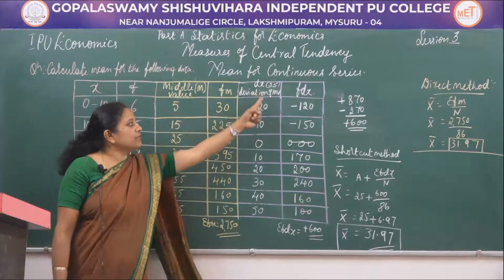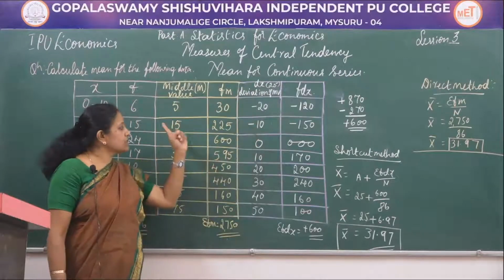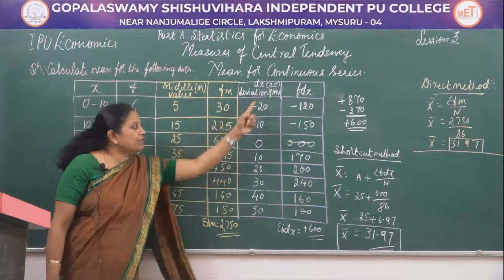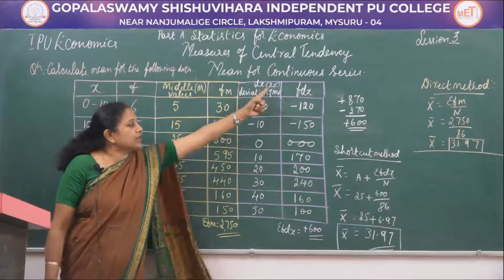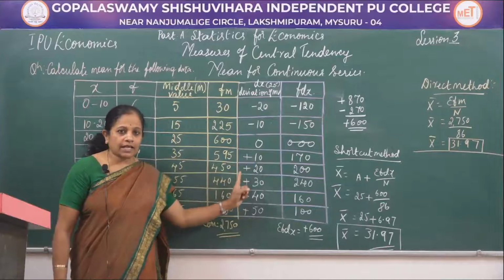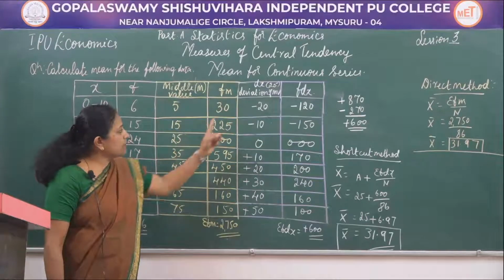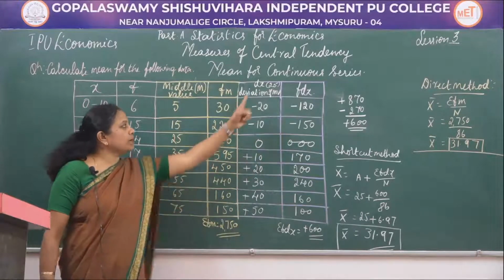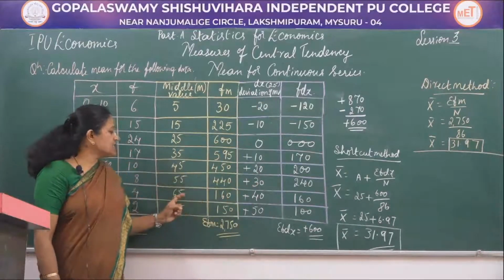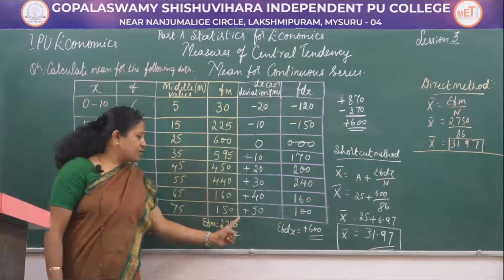So 5 minus 25 is minus 20, 15 minus 25 is minus 10, because this value is less than the deviation value. Then 25 minus 25 is 0, 35 minus 25 is plus 10. Here, even if we do not write the plus sign, it is meant to be plus only. So 35 minus 25 is 10, 45 minus 25 is 20, 55 minus 25 is 30, 65 minus 25 is 40, 75 minus 25 is 50.